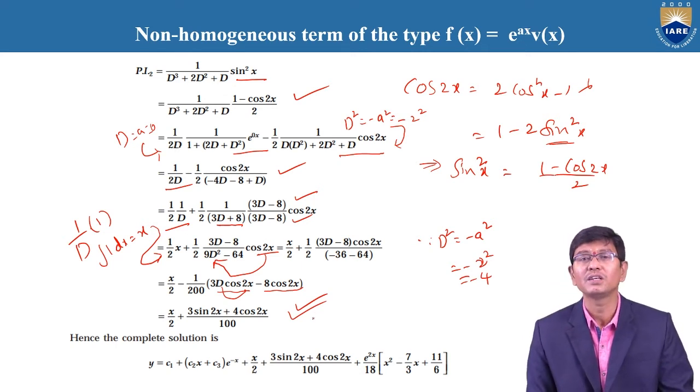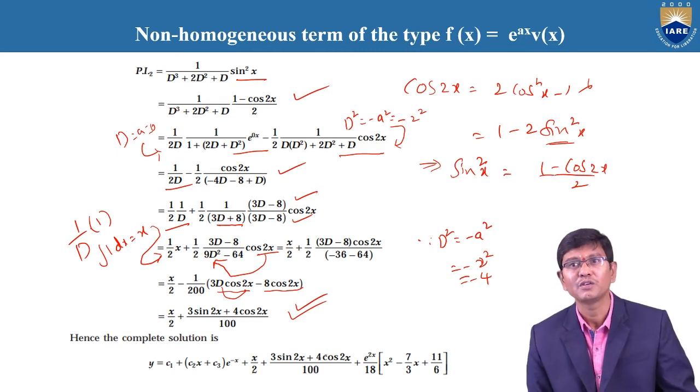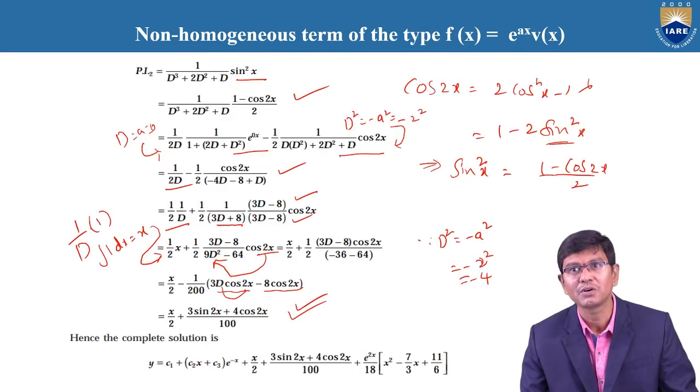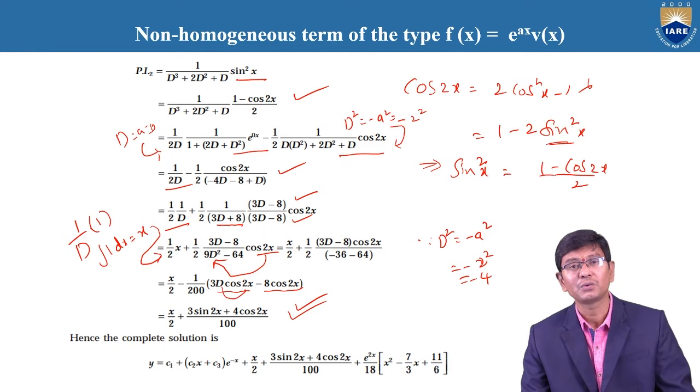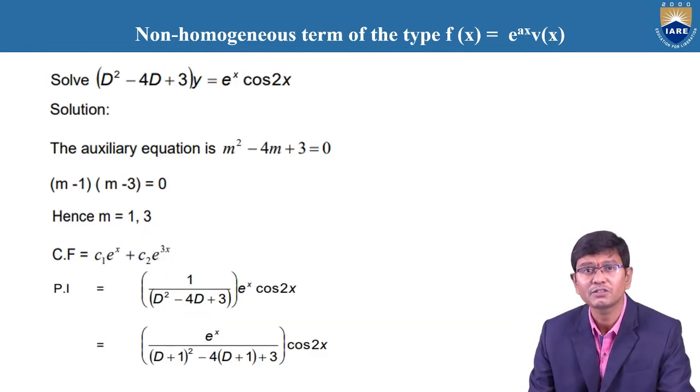Therefore the complete solution of this given differential equation is y = c1 + c2x + c3 e^(−x) + x by 2 + (3 sin 2x + 4 cos 2x) by 100 + e^(2x) by 18 into (x² − 7 by 3 x + 11 by 6). That includes the particular integral as well as the first part and the second part. Now we go to discuss another problem: (D² − 4D + 3) y = e^x cos 2x.